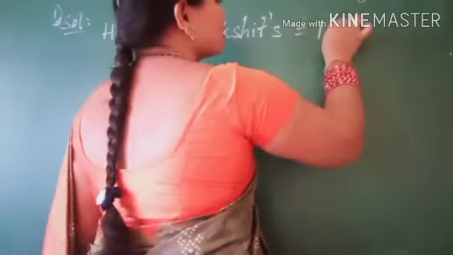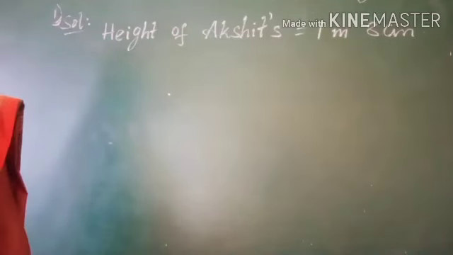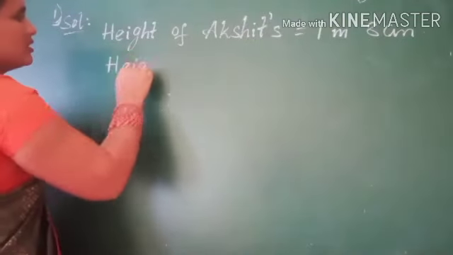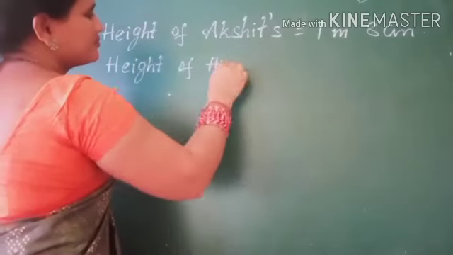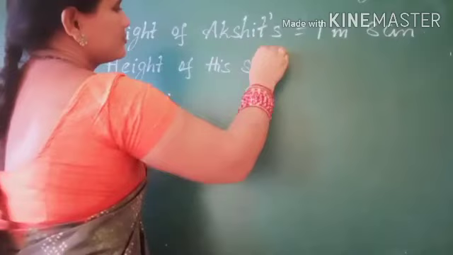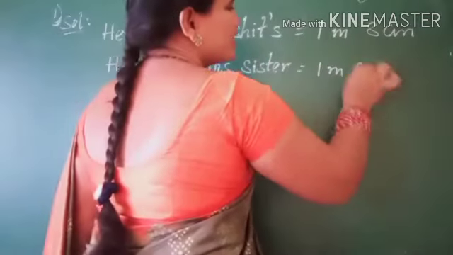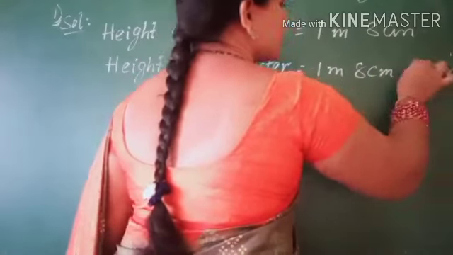1 meter 8 centimeters. They given here 3 centimeters shorter than his height. So what is the height of his sister? 1 meter 8 centimeters minus 3 centimeters.